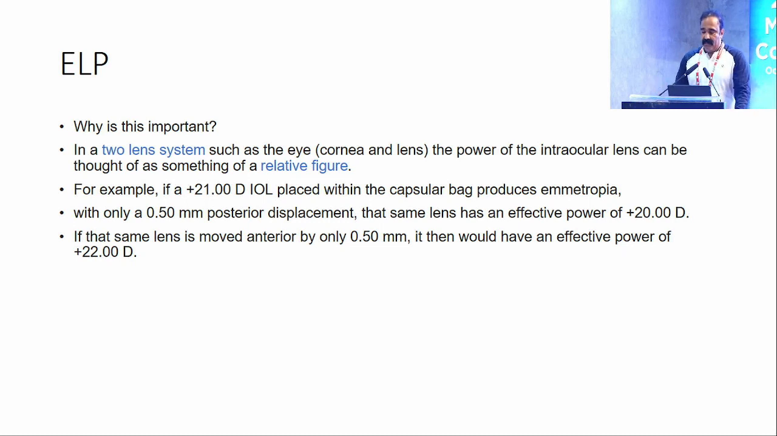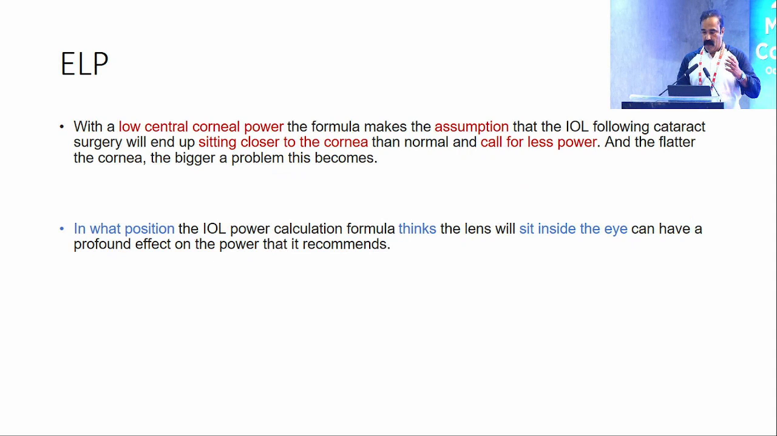In a two-lens system, such as the cornea and lens, the power of the intraocular lens can be thought of as a relative figure. For example, you have calculated 21 diopters, so if it is in the bag, it is emmetropia. If it is 0.5 millimeter posteriorly displaced, the effective power is 20 diopters. If it moves forward, it is 22 diopters. So with a low central corneal power, the formula assumes that the IOL placed following cataract surgery ends up sitting closer to the cornea than normal and calls for a lesser power. So that is what happened here.